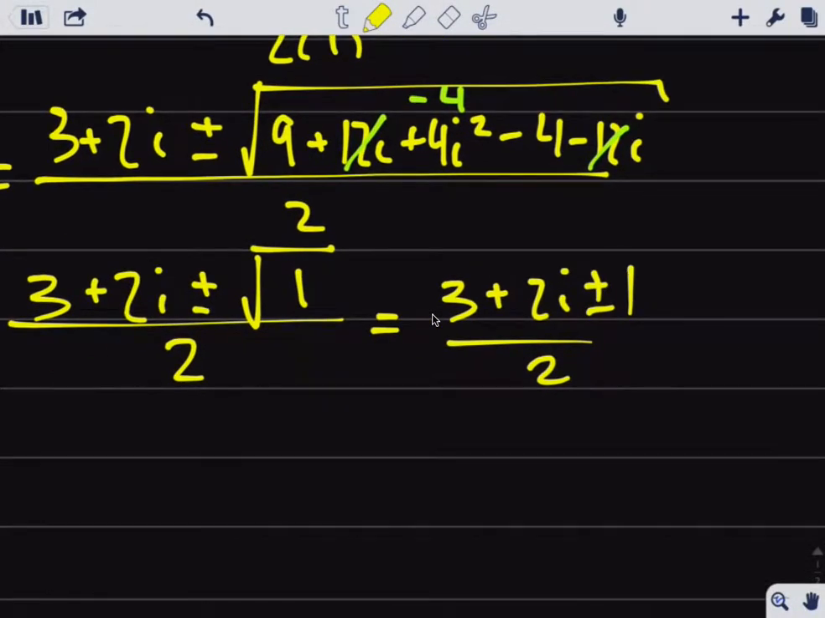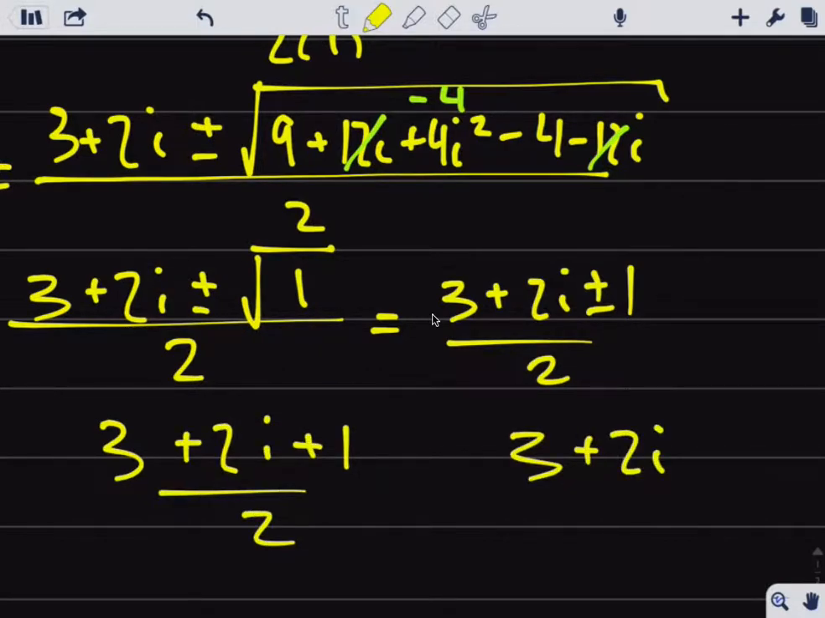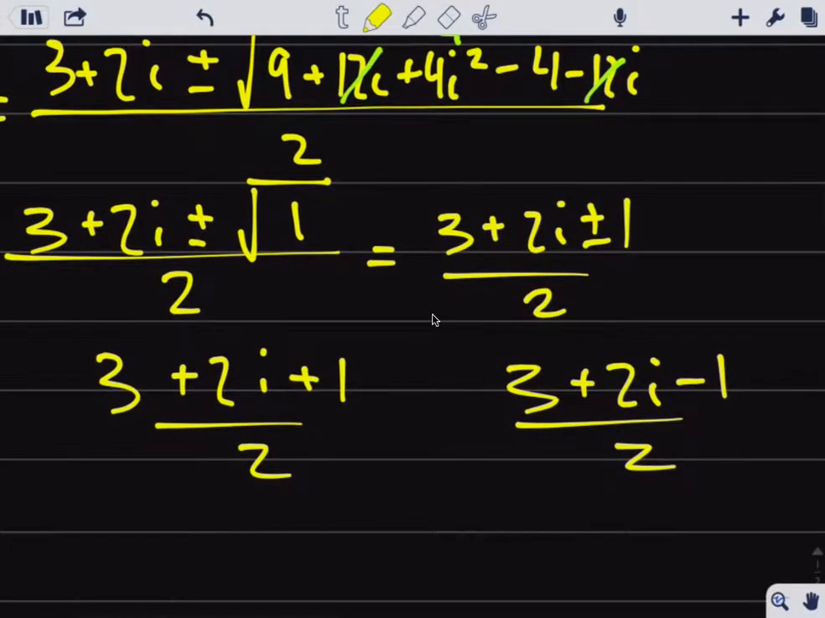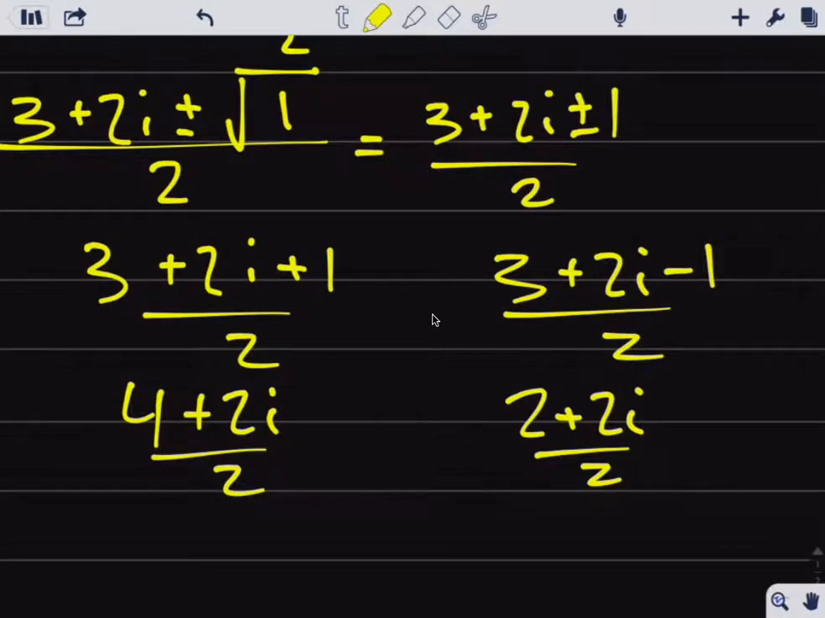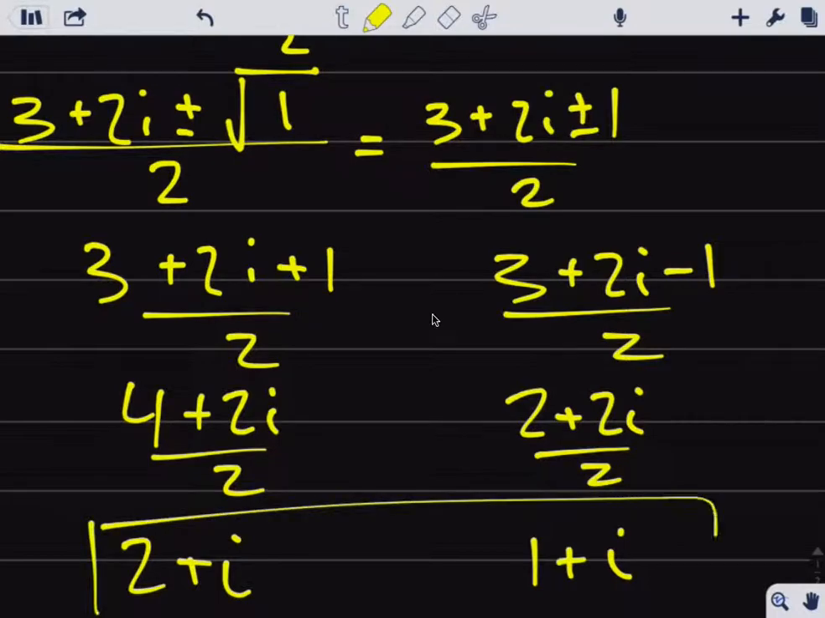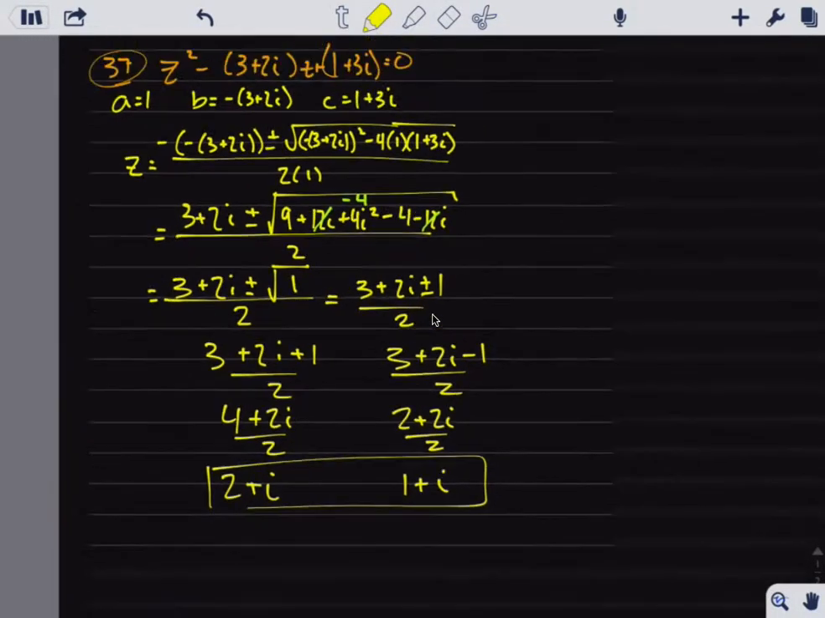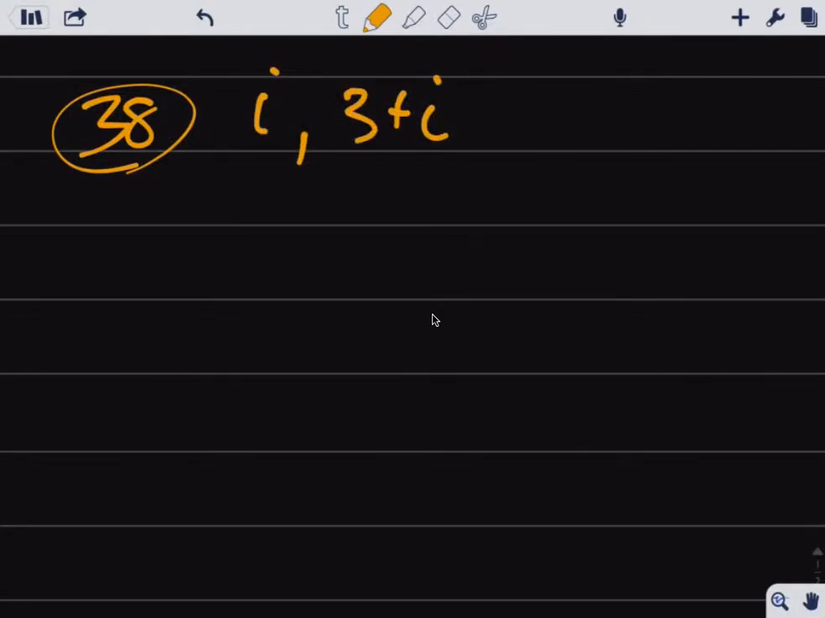Okay, and so that gives us 2 expressions. 3 plus 2i plus 1 over 2. 3 plus 2i minus 1 over 2. And so I get 4 plus 2i over 2, and 2 plus 2i over 2. I get 2 plus i and 1 plus i, and those are your answers. Okay, so yeah, that's a little bit work intensive. 38, I'll give you the solution. 38, you should get i and 3 plus i.